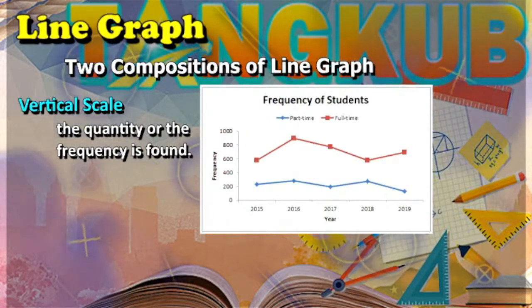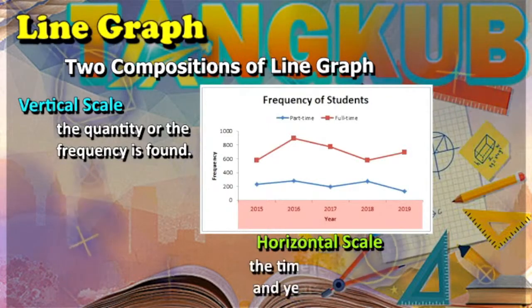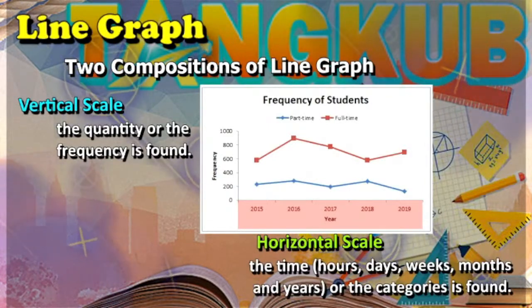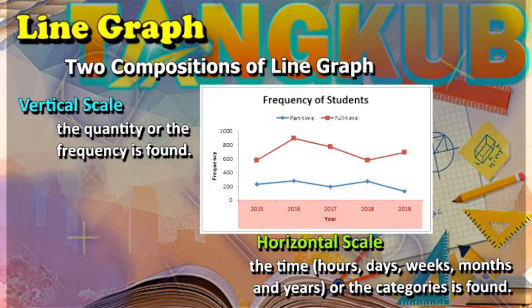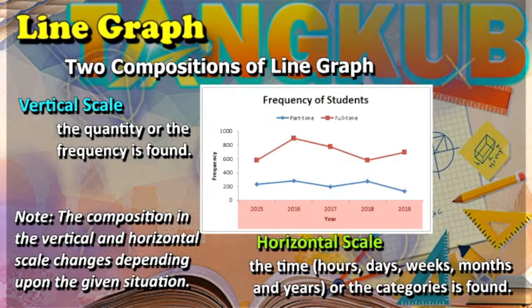The next composition is the horizontal scale. On the horizontal scale, the time, which is hours, days, weeks, months, and years, or the categories is found. Note, the composition in the vertical and horizontal scale changes depending upon the given situation.